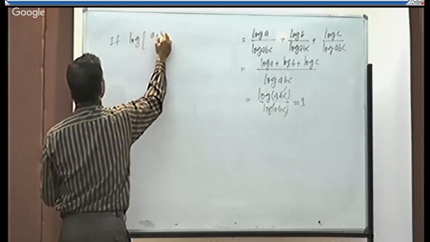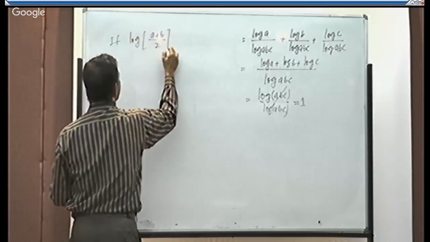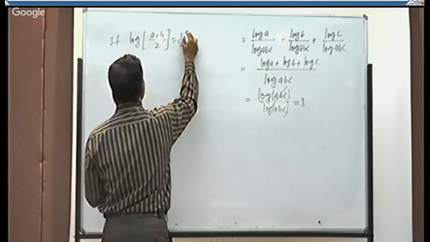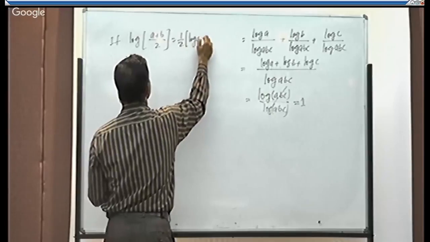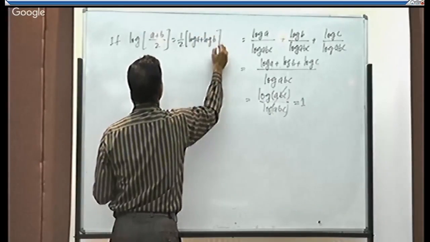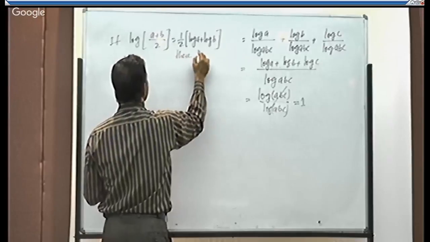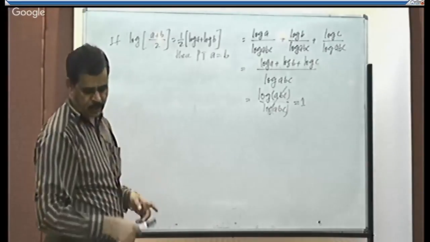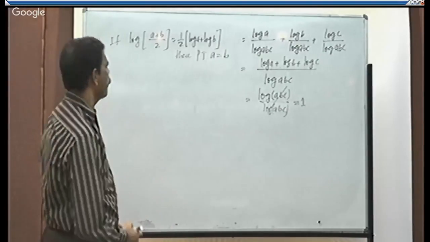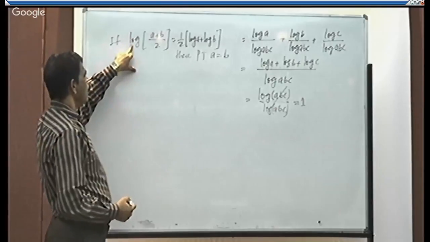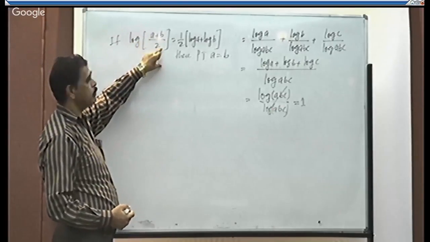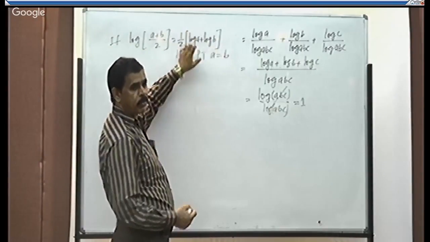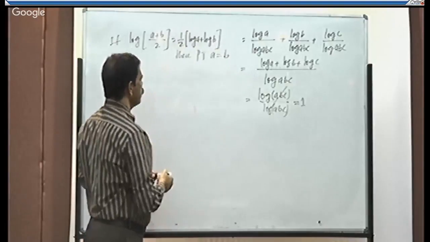If log of (a plus b) divided by 2 is equal to 1 by 2 into (log of a plus log of b), then prove that a is equal to b. What they have given is log of (a plus b) divided by 2 is equal to 1 by 2 into (log of a plus log of b). With this, we have to prove that a is equal to b.